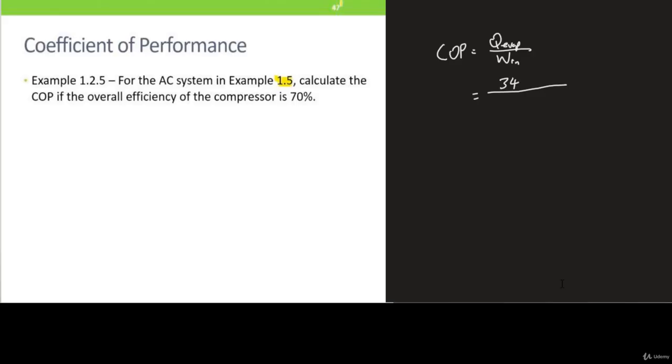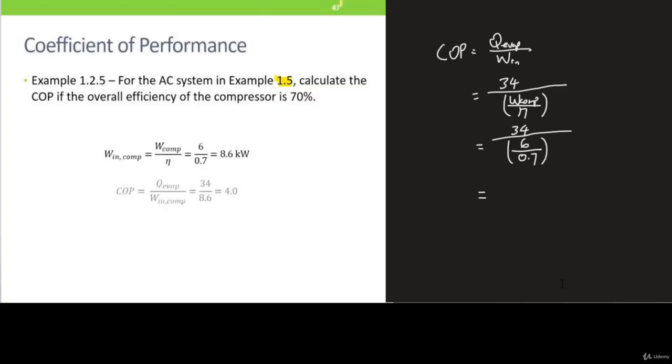Remember, it's related to work done by compressor. So W in is in fact equal to W com divided by the compressor efficiency. So in other words, it's 34 divided by the compressor work done, which is 6, from your example 1.2.4, divided by the efficiency, 70%. So you will write 0.7 and you calculate this out, you should get the answer 4.0.